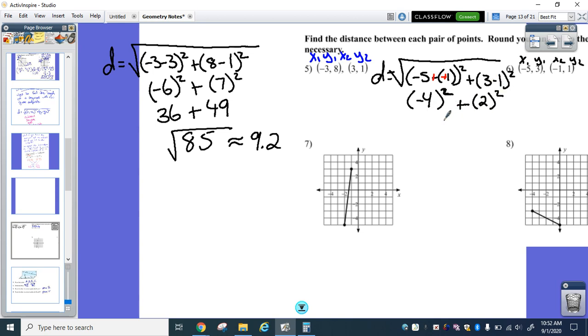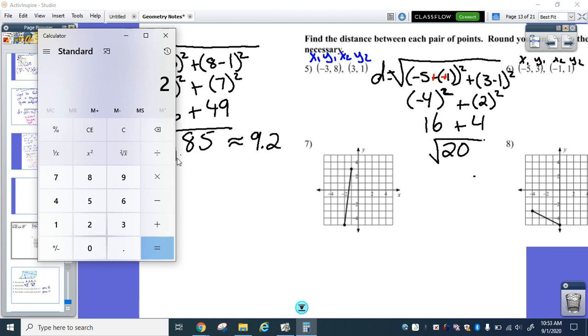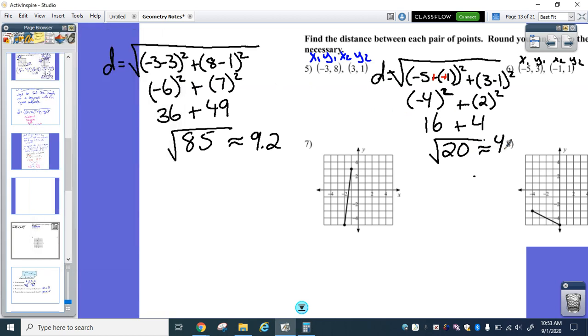You'll notice I don't drop my parentheses until I've actually squared something, because -4 squared, well, 4 times 4 would get me 16. 2 squared, 2 times 2 would get me 4. Well, 16 plus 4 is 20. Once I get a single number, I bring my square root bar back down and I use my calculator. And again, when you're checking these in your calculator, the square root of 20 is 4.47, but they said round it to the tenth place. Because that 7 is going to make this 4 round up, my answer will be 4.5.